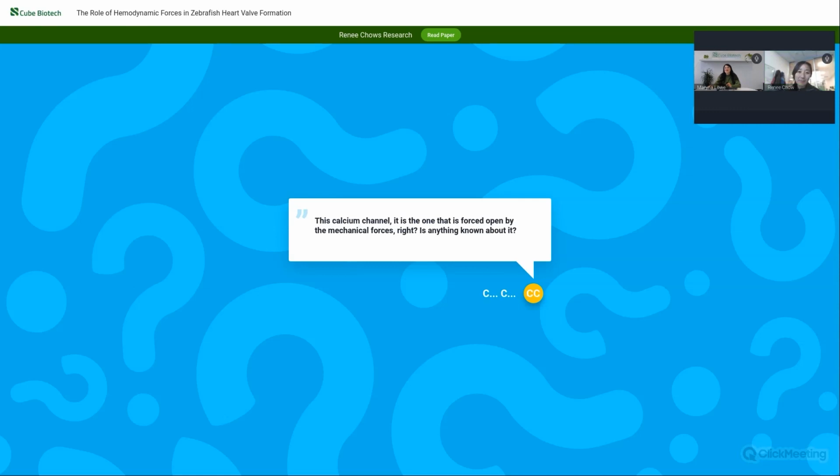So let's go for the second question. This calcium channel is the one that is forced open by the mechanical forces, right? Is anything known about it?